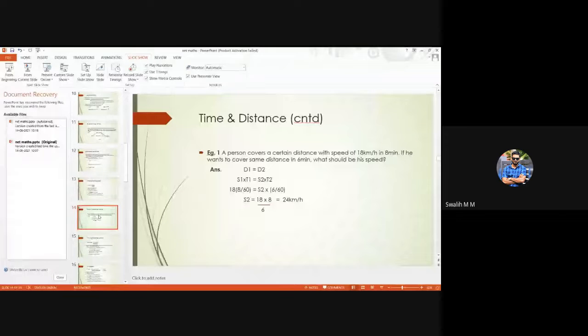Yeah, see, a person covers a certain distance with a speed of 18 km per hour in 8 minutes. If he wants to cover the same distance in 6 minutes, what should be his speed? See, the distance is same in both cases. That is, the person is covering the same distance at two different speeds and times. So we can take distance out of the equation, because both the distances are given as same. We can take D1 equal to D2.